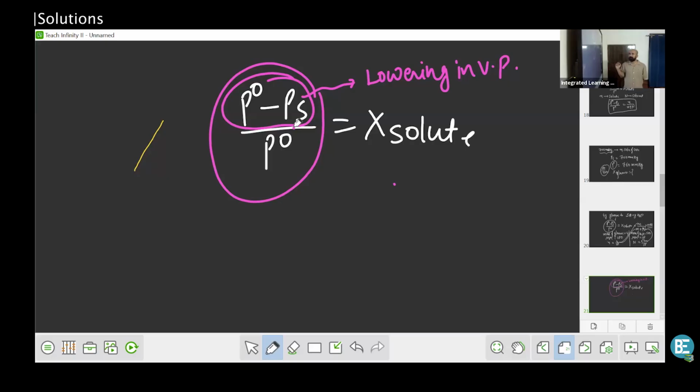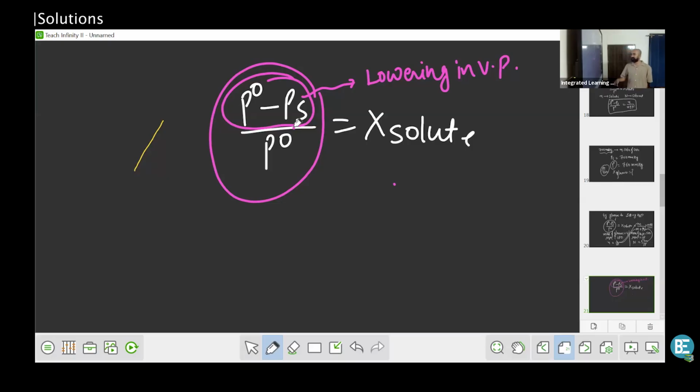So shall we do a question? Write down. Let's take a simple one. Values should be simple. Let's take 49 gram of H2SO4 added to 90 gram of water. What is the lowering in vapor pressure?